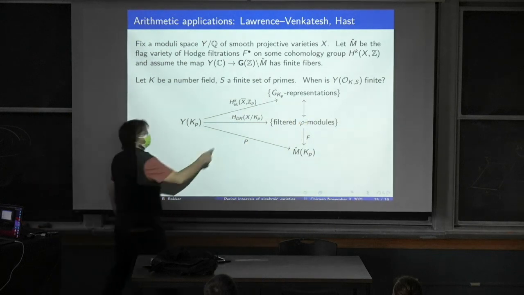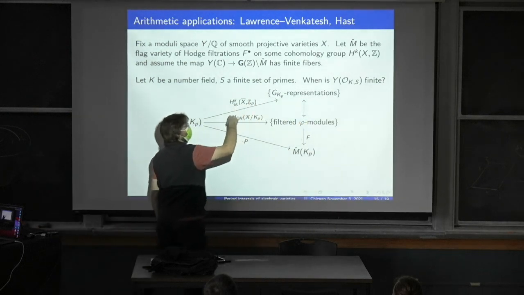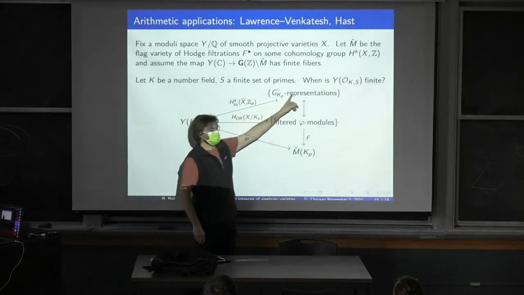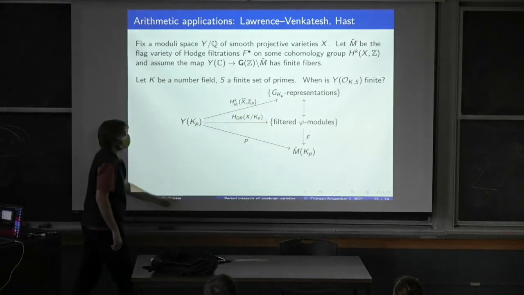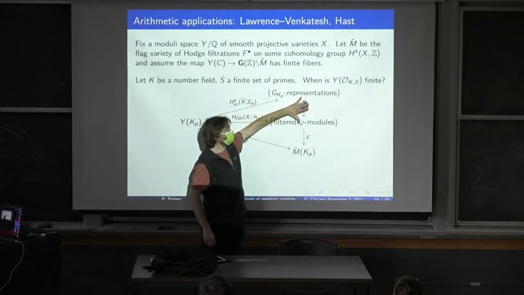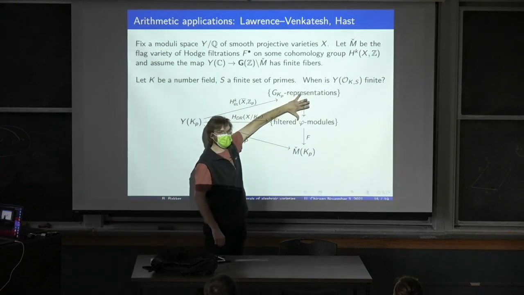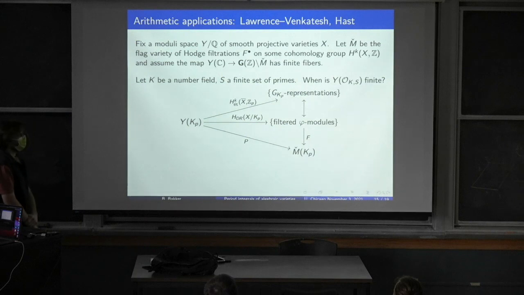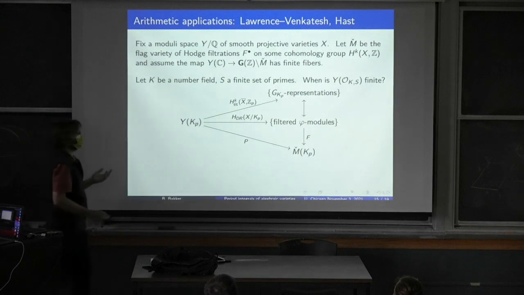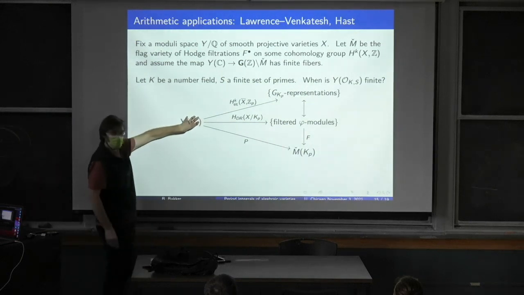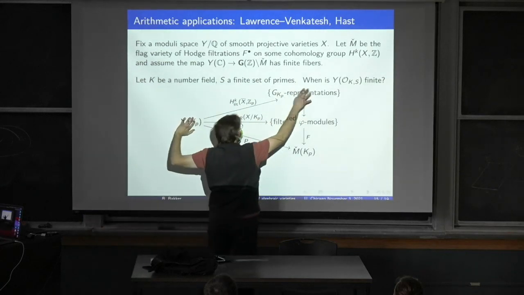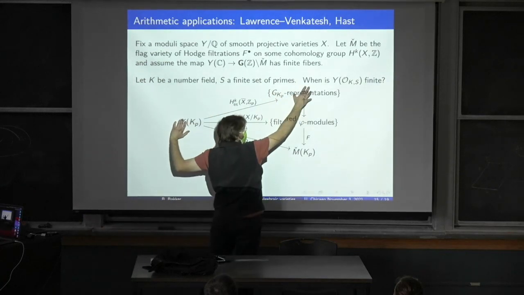And likewise, the replacement for singular cohomology, in some sense, is the étale cohomology, which is a Galois representation. And p-adic Hodge theory allows us, in some cases, to go back and forth between these two different habitats. Okay, so what do we want to show? Well, we want to show this is finite. So using Galois representations, you can show the image here is finite.